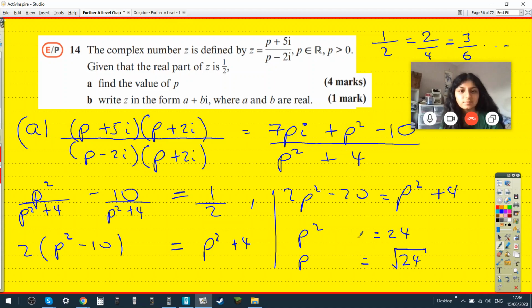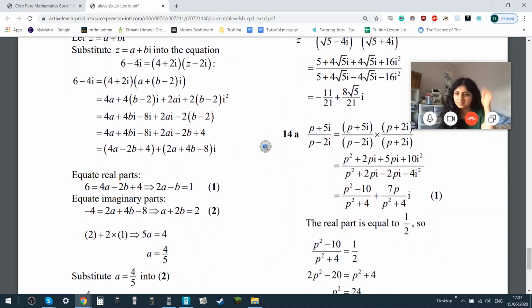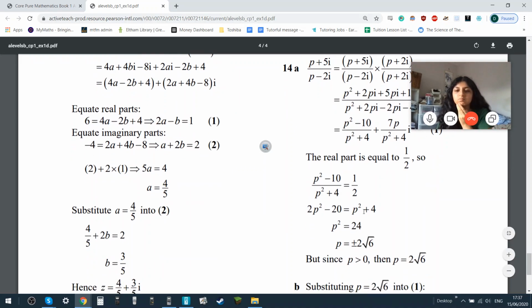Yay. Done. Right side in the form. Hang on. That should be plus or minus. It says p is greater than 0 in the question. Ah, there we go. And write z in that form. You would just substitute root 24 into that fraction. Yeah, root 24. And it's the same as 2 root 6. And you just sub it in.